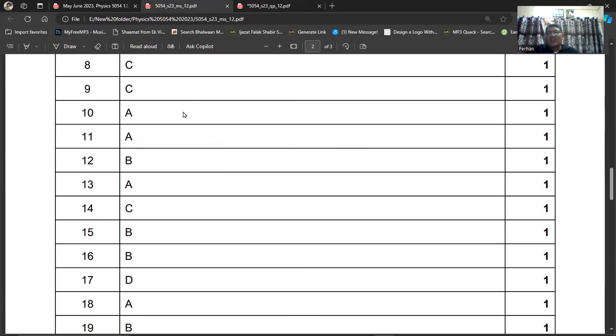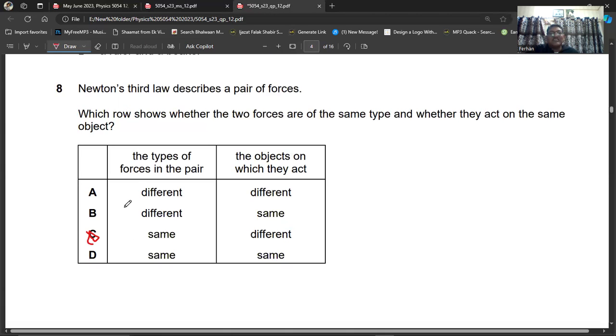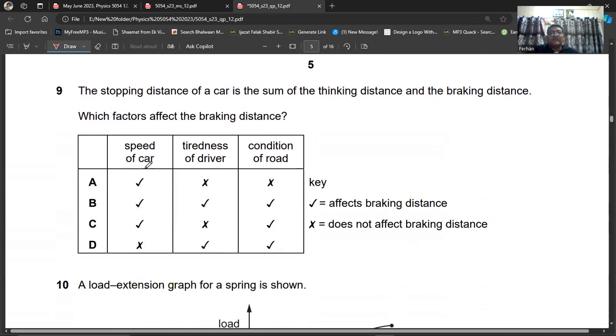I am using a cordless mouse. That's why my mouse is not perfectly in control. So question number 8, C is the choice.